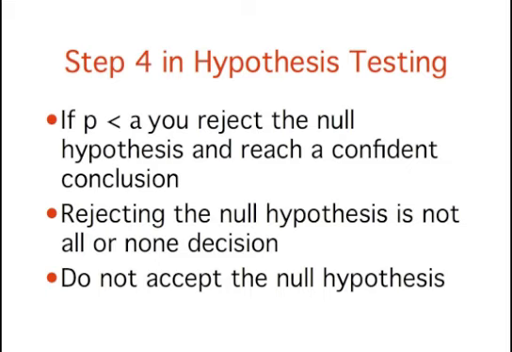Finally, compare the probability value with the alpha level. If the probability value is lower, then you reject the null hypothesis. Keep in mind that rejecting the null hypothesis is not an all or none decision. The lower the probability value, the more confidence you can have that the null hypothesis is false.